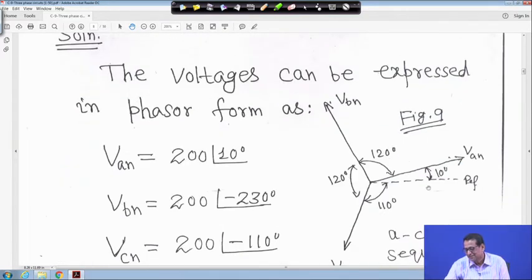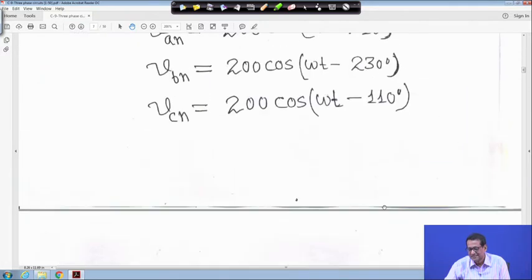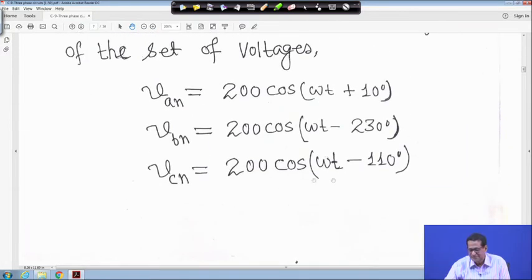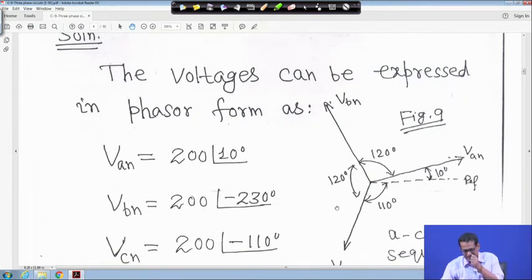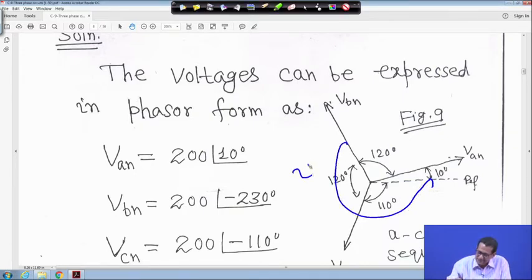So here it is your reference line. VAN, if you draw it at 10 degree, and with respect to that reference, VCN is given as minus 110 degree and VBN is minus 230 degree, and these are with respect to the reference. This one is at 230 degree from the reference.